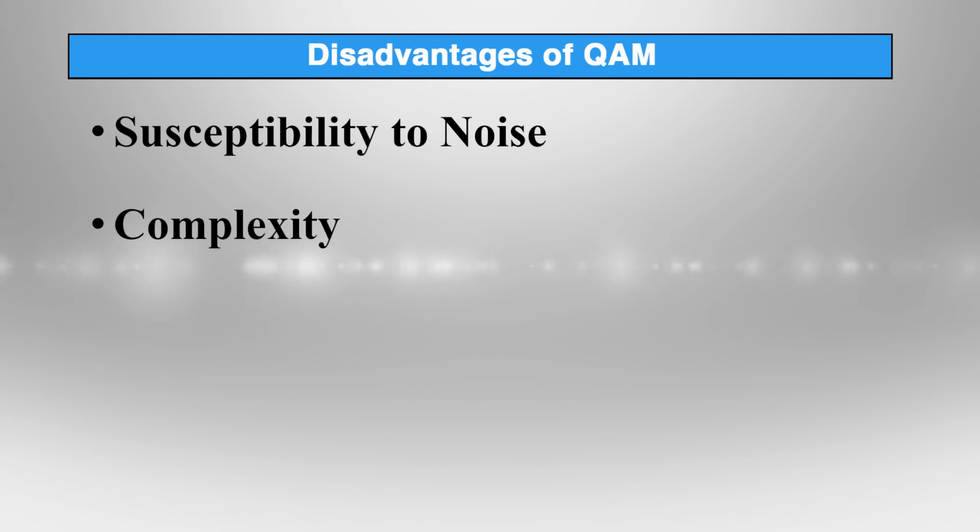Disadvantages of QAM: susceptibility to noise. Higher order QAM is more sensitive to noise and interference, which can lead to increased error rates in noisy environments. Complexity: the modulation and demodulation processes for QAM are complex, requiring advanced signal processing techniques and precise synchronization.